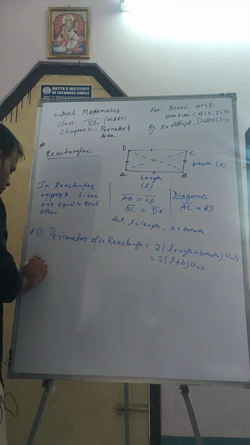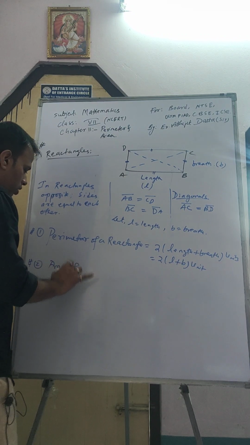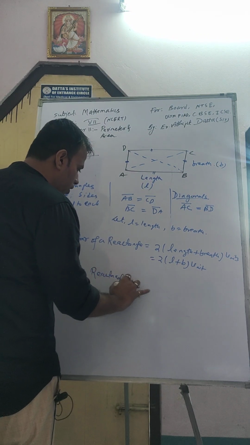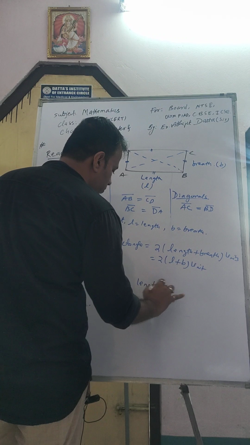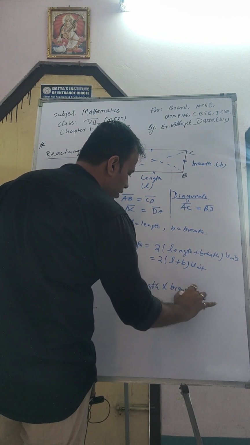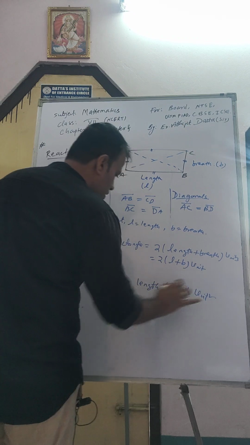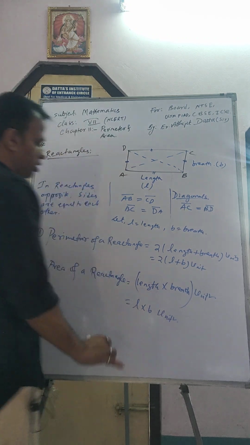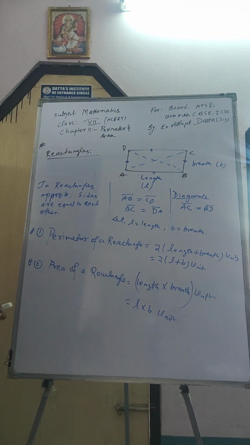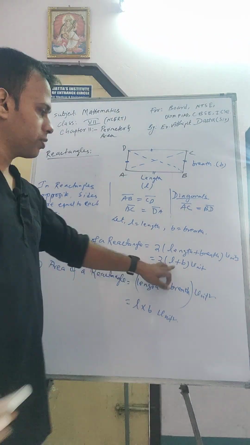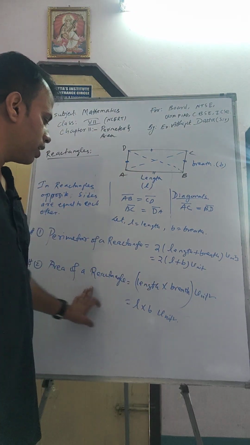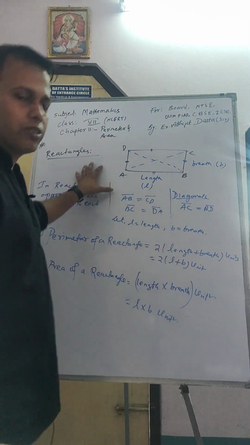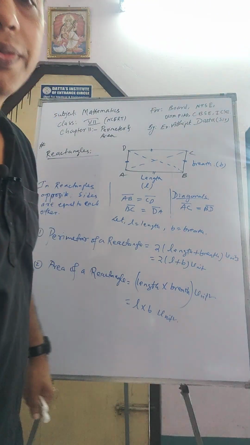Second formula is the area of a rectangle. It will be length into breadth unit square. So L into B unit square. Understood? So perimeter of a rectangle is 2 into (length plus breadth), and area of a rectangle is length into breadth unit square. So this was clear. Now we will do some questions from these topics, from NCERT books and other books. So let's move.